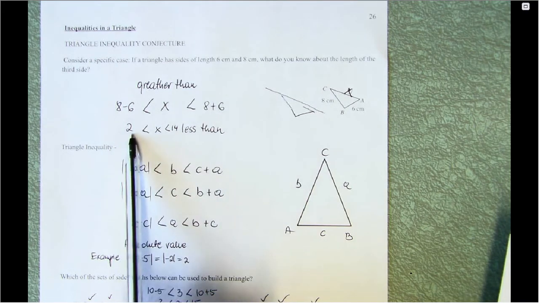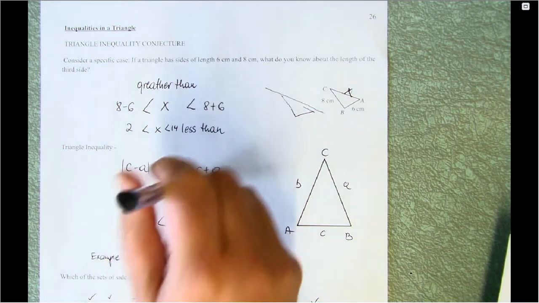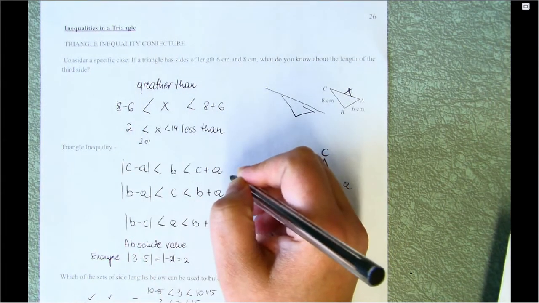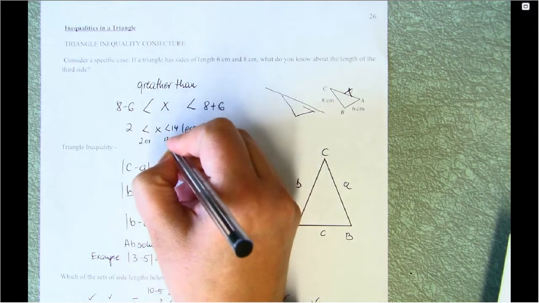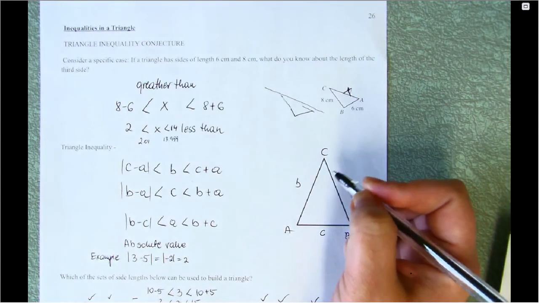So it has to be greater than 2. And greater means it cannot be 2. It has to be more than 2. So 2.01 is fine, but not 2. And less than 14. So 13.9999 is fine, but not 14.